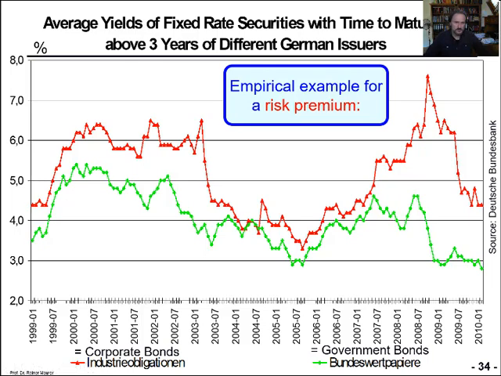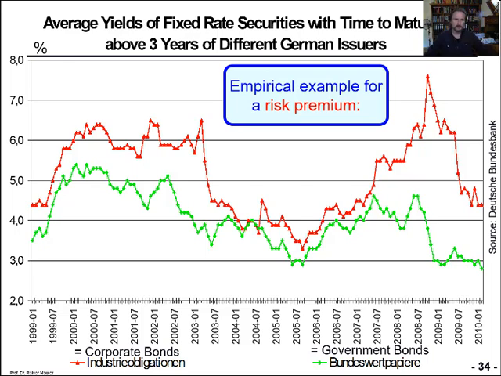On average, the return of corporate bonds, the red line, is higher than the return on government bonds. This can be quite plausibly explained by the higher risk of corporate bonds. Private companies which issue corporate bonds can go bankrupt, while it is much less likely that the German government will go bankrupt. Consequently, the risk of an investment in corporate bonds is higher.